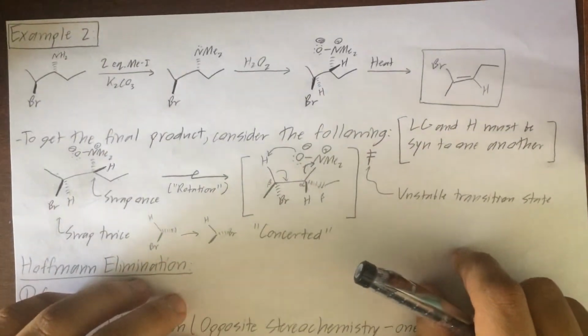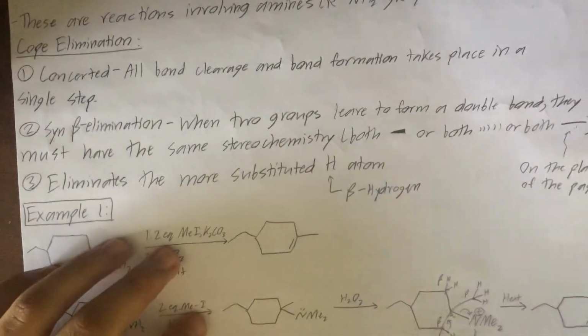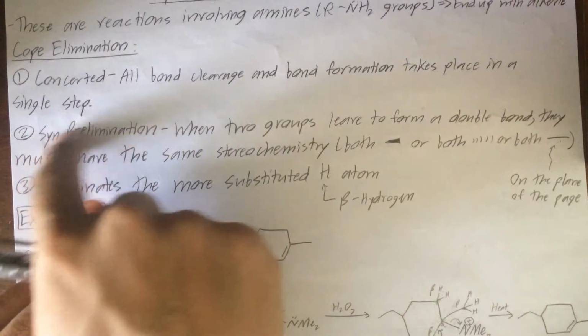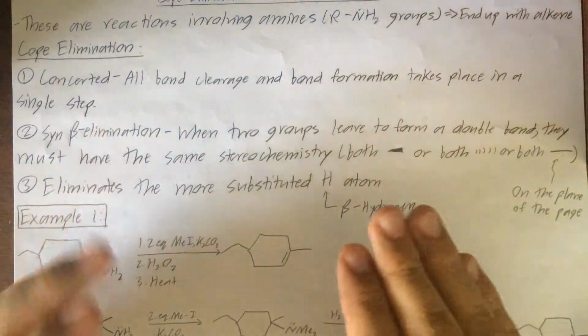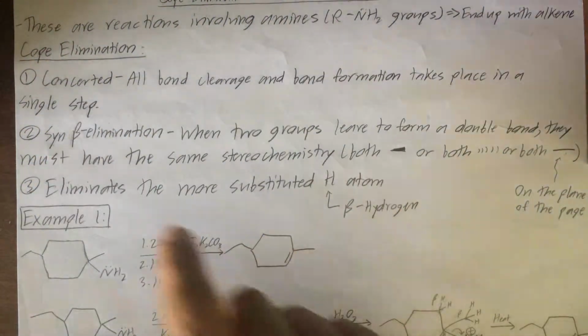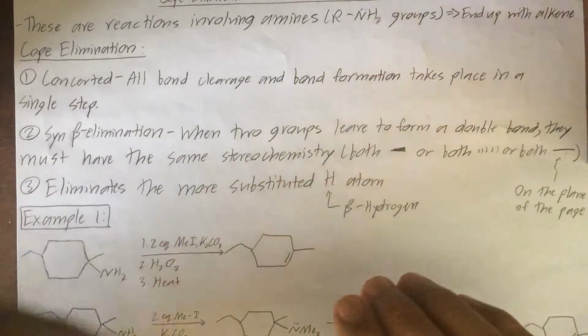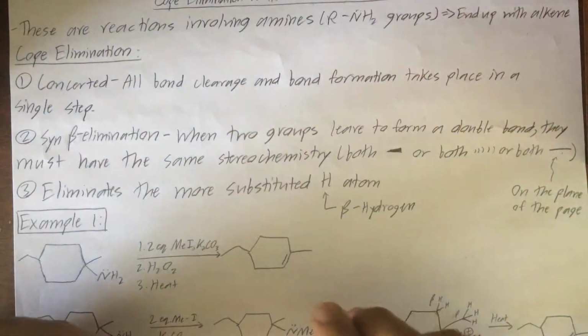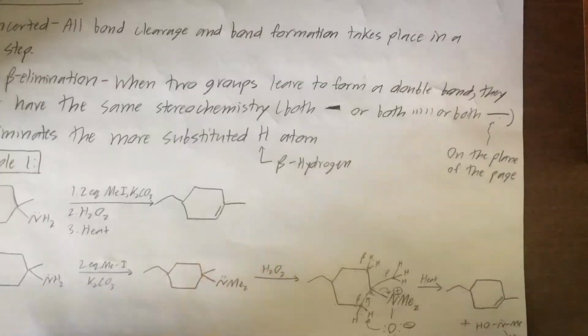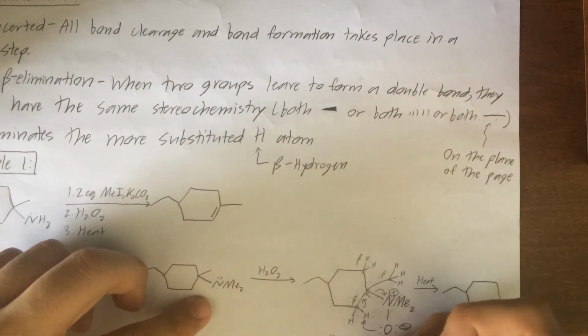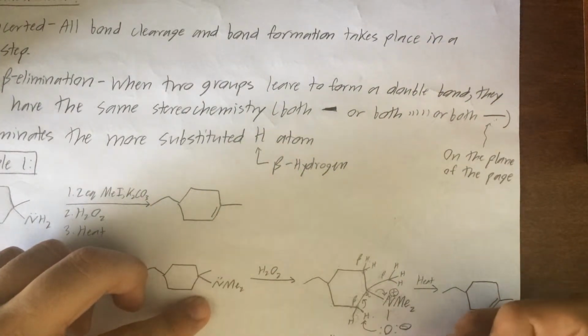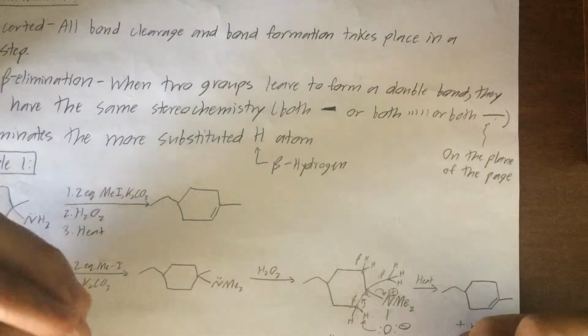Now let's go to our second example, which involves stereochemistry. So again, since we're focusing now on stereochemistry, therefore the syn part of syn beta elimination, we have to follow that. We still have to follow the concerted step, and we still have to eliminate the most substituted beta hydrogen atom. Oh, also, in terms of the concerted step, this over here is the concerted step because this is where all of the bond breaking and all of the bond formation occurs.